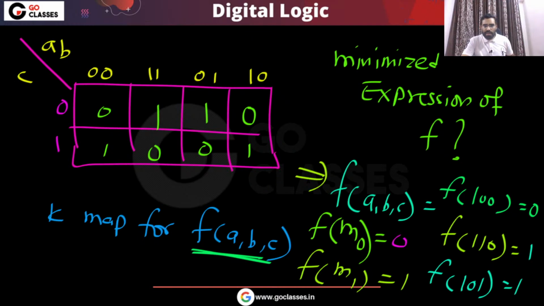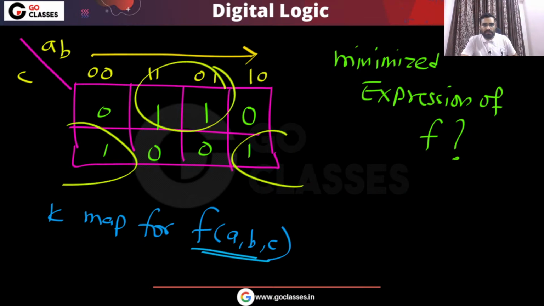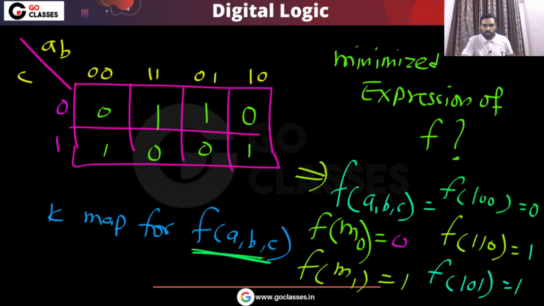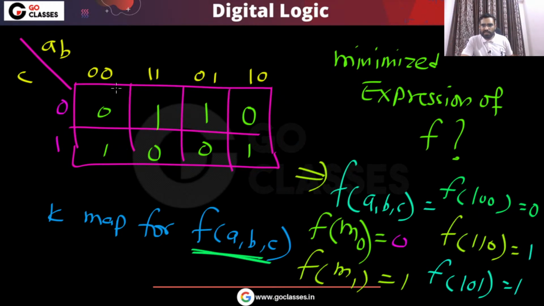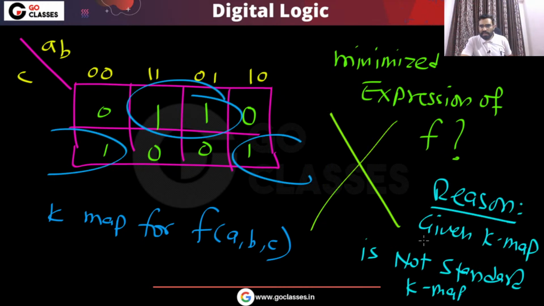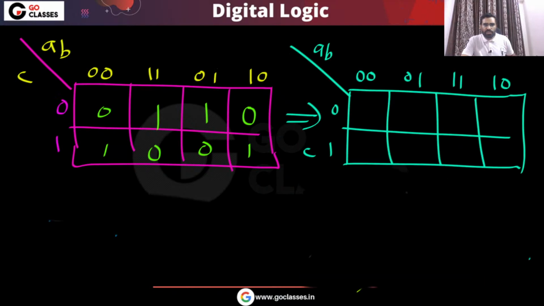Now remember one thing. When you see this k-map, please don't do this directly. This is wrong. Why? The reason is the given k-map is not a standard k-map. This is not in the standard format, because you can notice 00, 11, 01, 10. So first you convert this into standard format.